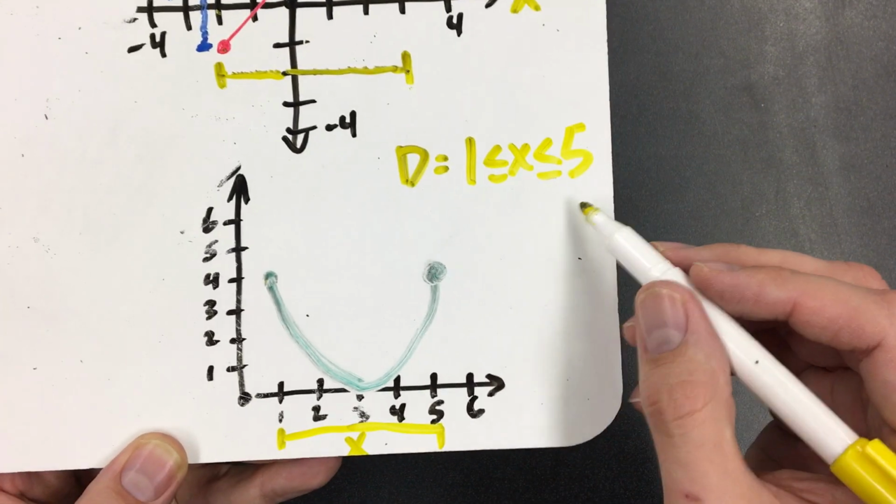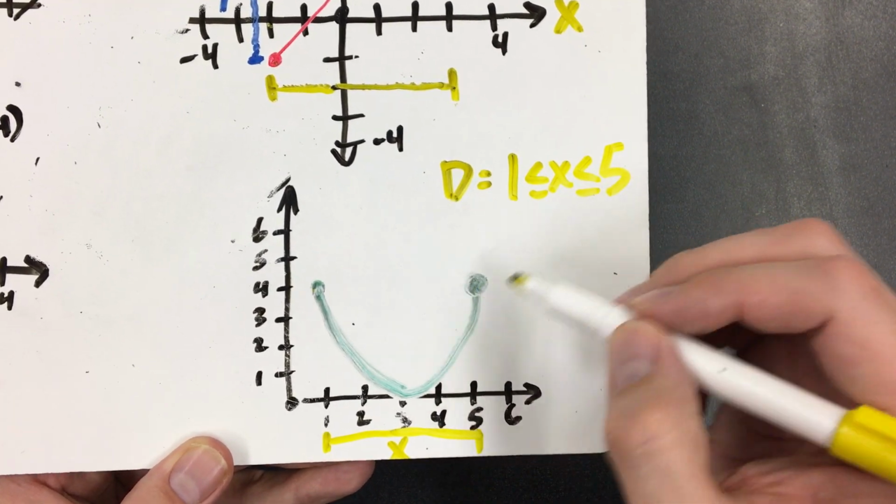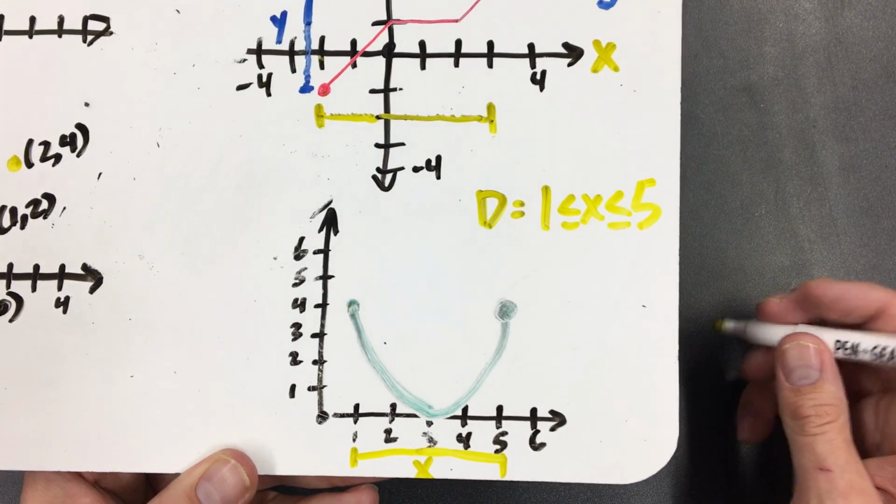Is it always going to be the less than or equal to symbol? Yeah, unless for some reason these were open circles. If these were open circles, then I wouldn't have the underline underneath it. But otherwise, you'll always do the less than or equal to symbol.